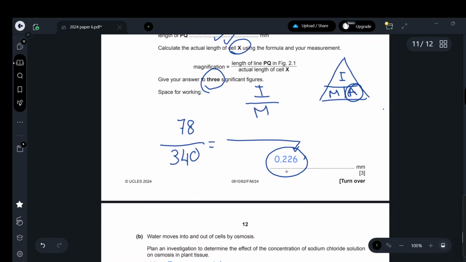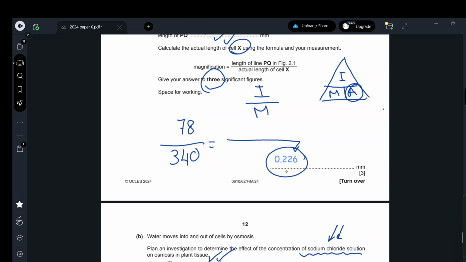Water moves in and out of the cells by osmosis. Plan an investigation to determine the effect of concentration of sodium chloride on osmosis. This is an experiment about osmosis. I'm going to change the concentration of sodium chloride and see what happens in osmosis in the plant tissue. This is an experiment we took in our notes when we studied the osmosis chapter. You can bring any plant tissue, potato, onions, whatever.